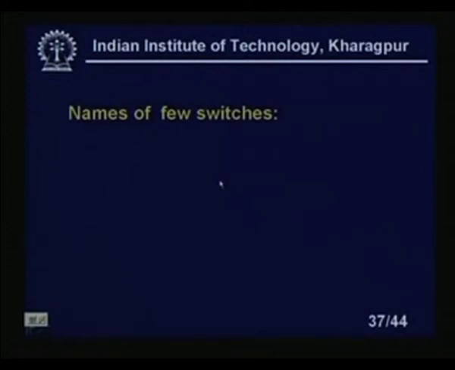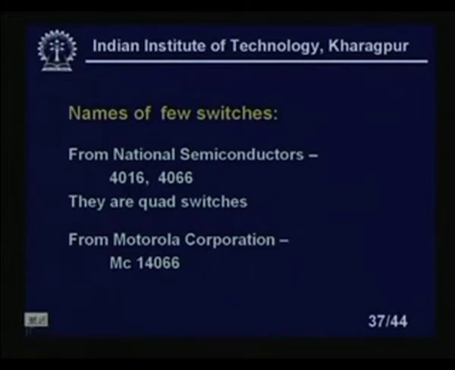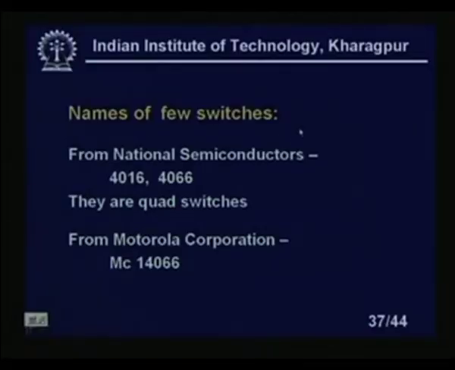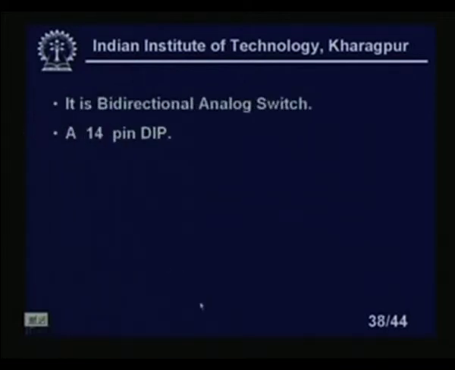There are some commercial analog switches. These are National Semiconductor switches 4016 and 4066. These are all quad switches, meaning 4 switches in one chip. And from Motorola Corporation we have the 14066. This is also a quad switch, and in both cases it is a 14-pin dual inline package. In each case we need 3 pins per switch, one for input, another for output, and one for control. So 12 pins are used, and 2 more pins, one for VSS and another for VDD. So it is a 14-pin DIP which holds the 4 analog switches. Both the National Semiconductor and Motorola specifications are given. It is a bidirectional analog switch in a 14-pin DIP, with 4 switches in one package. These are all the specifications.